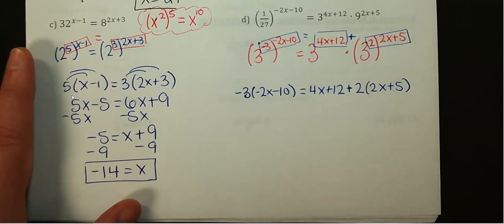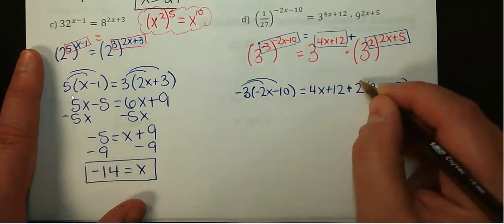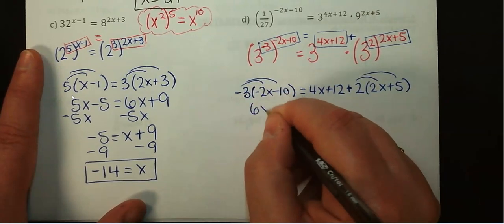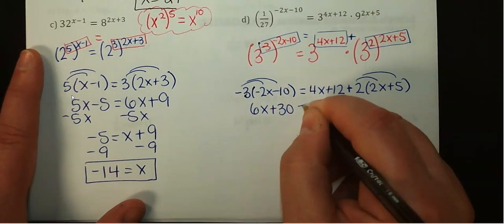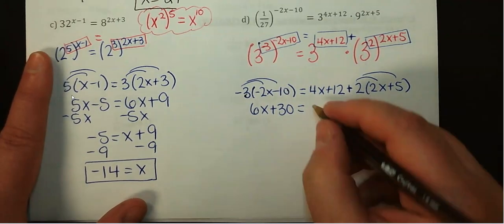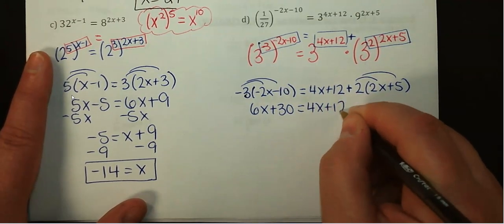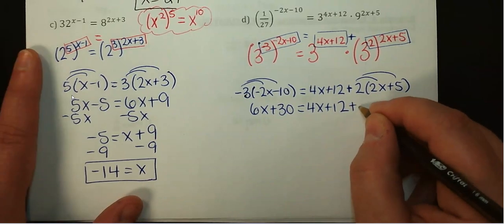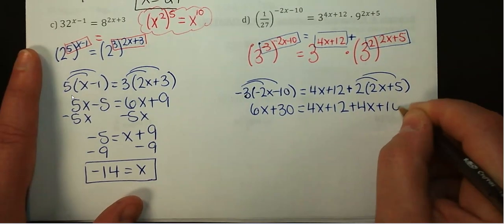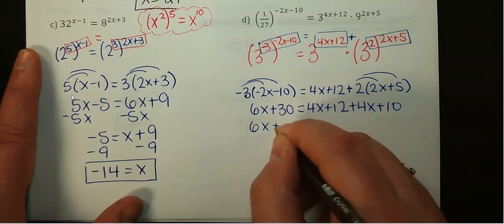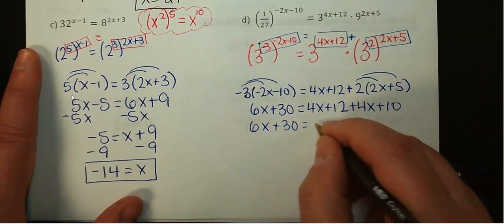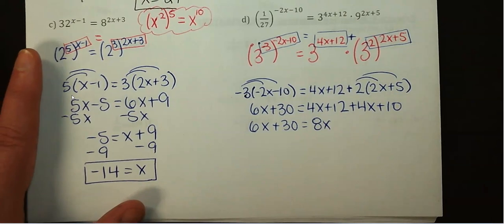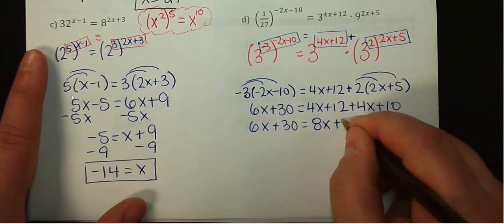So this is a little bit of a challenging equation here. So we've got 6x plus 30. Those negatives times the negatives going to cancel out. You just got the 4x plus 12, nothing to change there. If you distribute the 2 to that last term, that exponent, you're going to get 4x plus 10. And then if you just combine some like terms there, 4x and 4x will give you 8x on that right side, and 12 and 10 will give you 22.